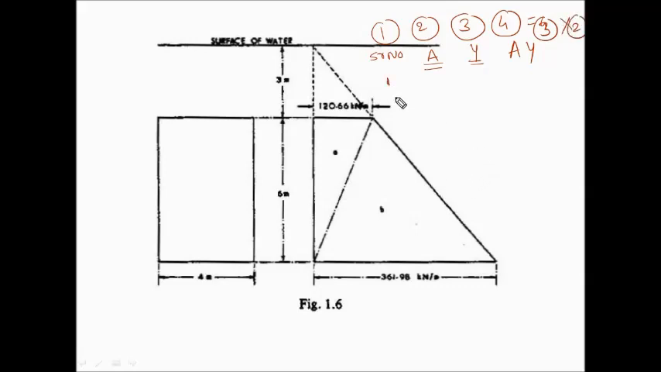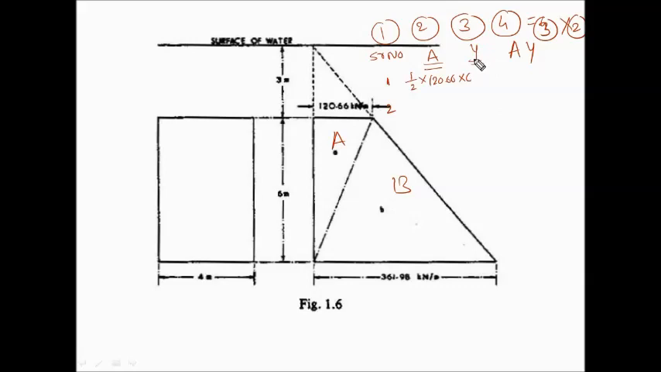So what are serial numbers 1 and 2? First will be the area of triangle A. So what is the area? 1 by 2, base is 120.66, into the depth, which is 6 meter.